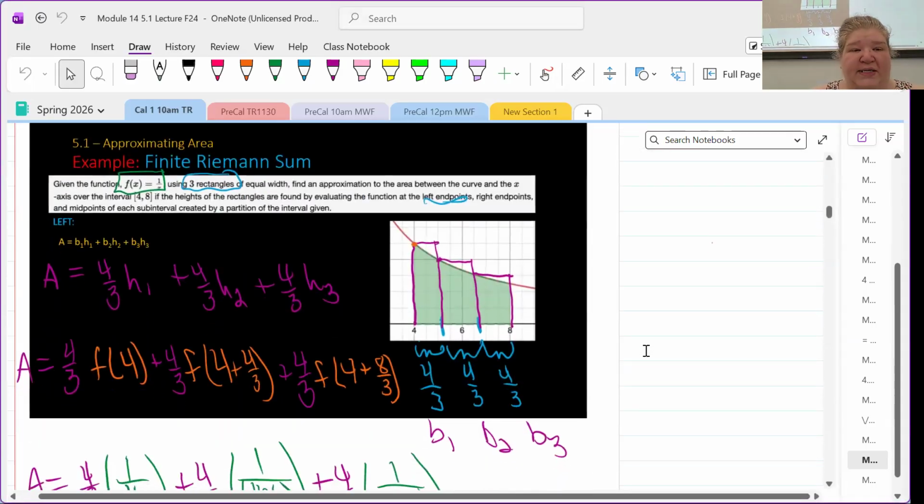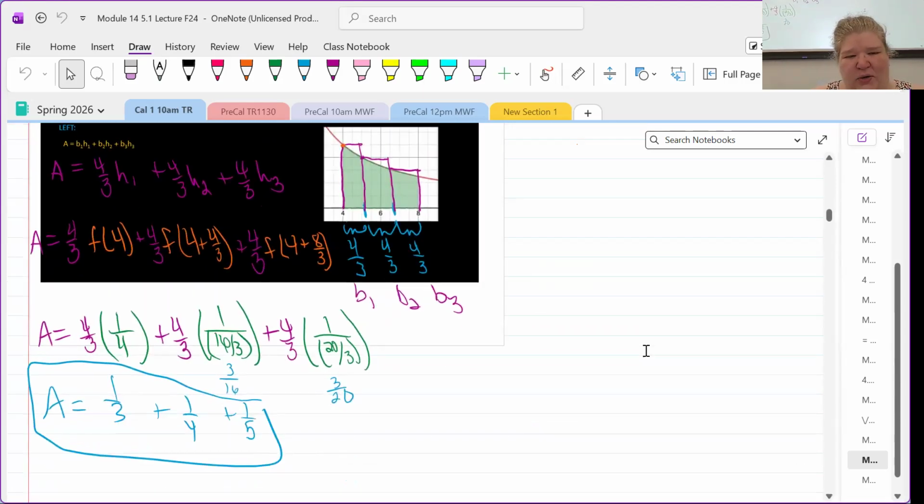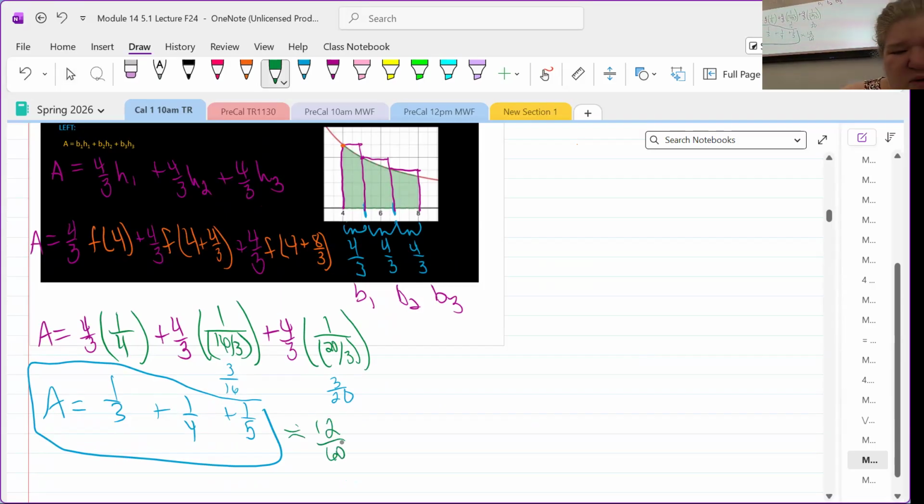And then we did one example where we took the left endpoints and figured out it was a third plus a fourth plus a fifth, which is 12/60ths. Or 1/15th, I guess.